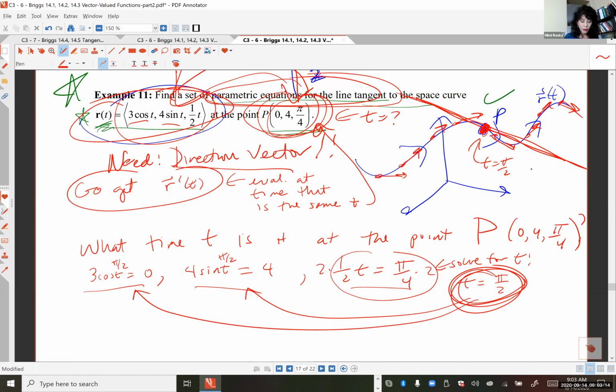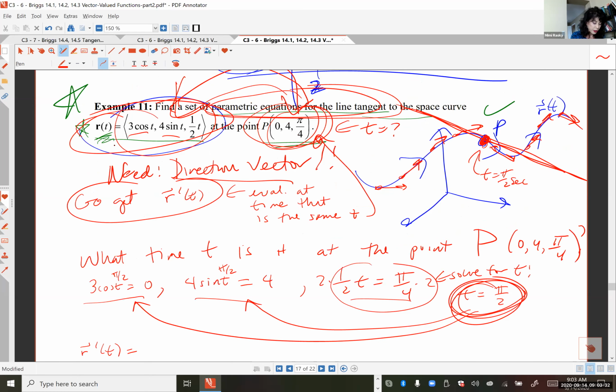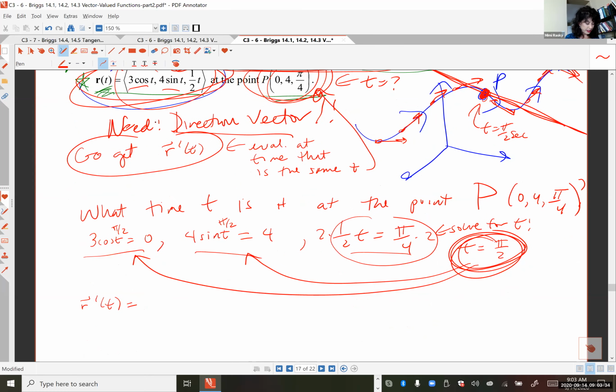Okay, fine. Now what? Let's get the velocity vector, and then we'll evaluate it at time t equals pi halves, and that will give us the direction vector for the tangent line. So r prime is, and you know how to take derivatives of vector valued functions, I hope, because you did that on your quiz. The derivative of 3 cos is minus 3 sine. The derivative of 4 sine is 4 cos. And the derivative of 1/2 t is 1/2.